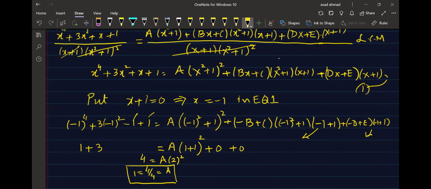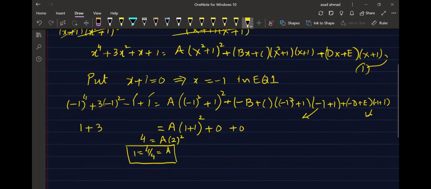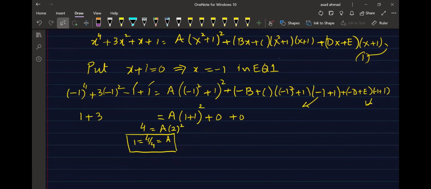So we have obtained the value of one alphabet, that is A. Now we don't have any other linear factor, so we need to expand equation number 1, and then we will make further equations to find the values of b, c, d, and e. So without wasting any time, we will go for the expansion of equation number 1, and then we will collect the similar terms on the left hand side to do the comparison of the coefficients. Let's start from the expansion on the right hand side.